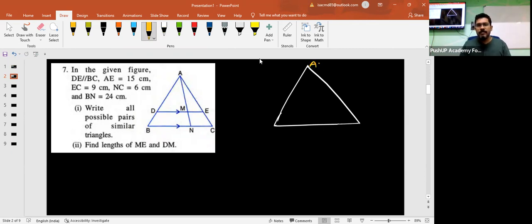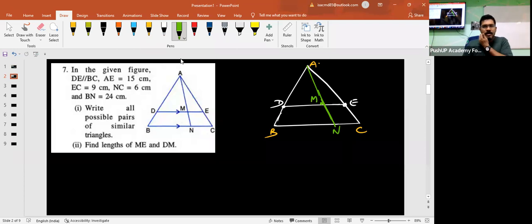This is A, this is B, and this is C, right? This is D and this is E. Let me connect them. Now children, A, M, N. They have given DE is parallel to BC. Okay. Let's label all the values.